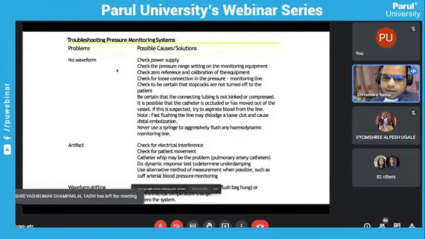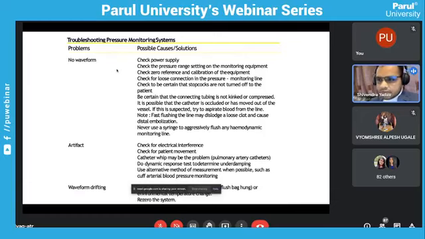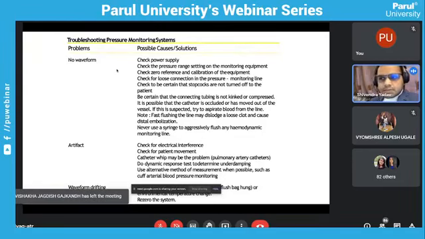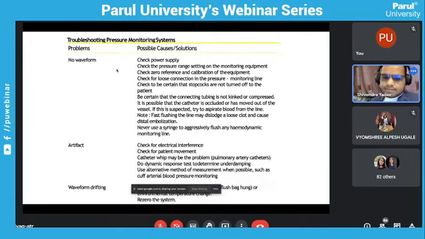Then if you are getting artifact, then a catheter whip may be the problem. Especially with pulmonary artery catheters. Now when we record pulmonary artery pressure, and especially with balloon tip catheters, what happens is the catheter is small but the artery is very big, and with the blood flow the catheter moves like a pendulum, with to and fro motions. When the catheter moves with the blood flow, you may get artifact on the screen. Okay. Then you have to make sure the catheter is very stable.